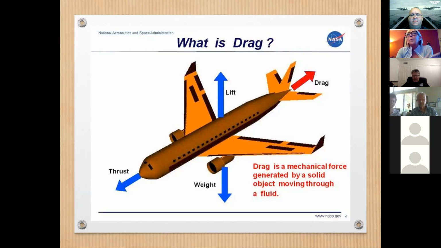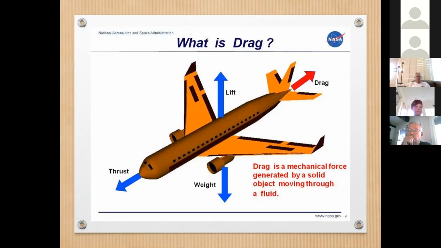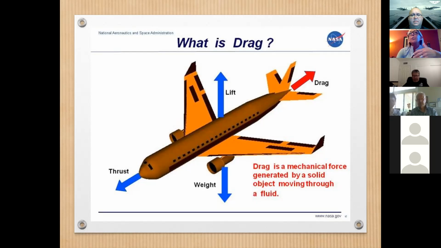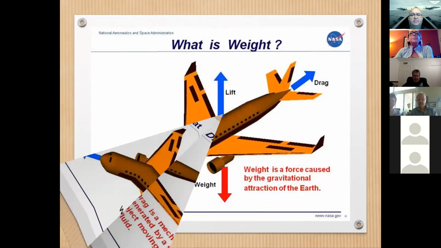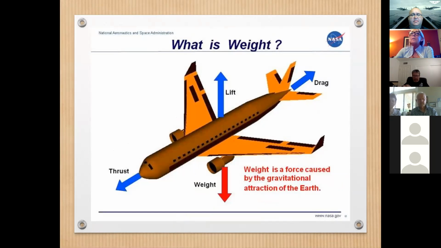This is going to be available as a PDF after tonight, and I'll have a bunch of links on NASA's website where you can click through and look at all of these in more detail and how they function. And if you want to do the coefficients of lift and all that, if you really want to geek out. Weight, once again, that's the gravitational attraction to the Earth.